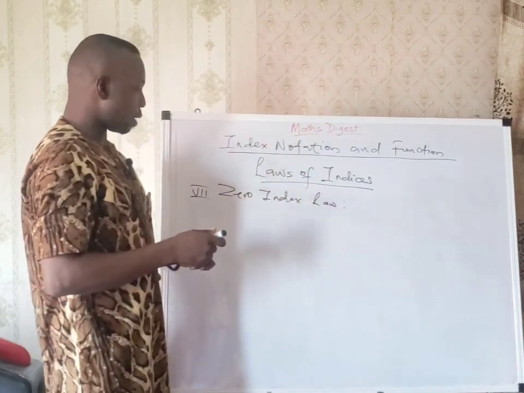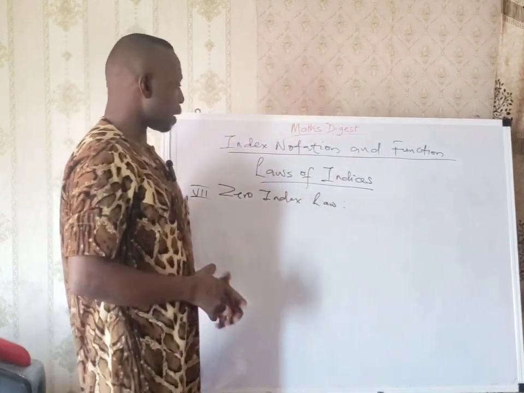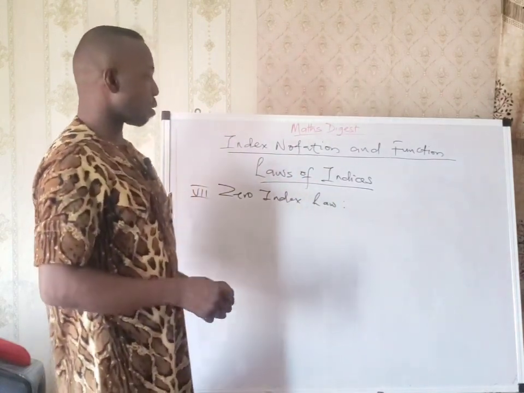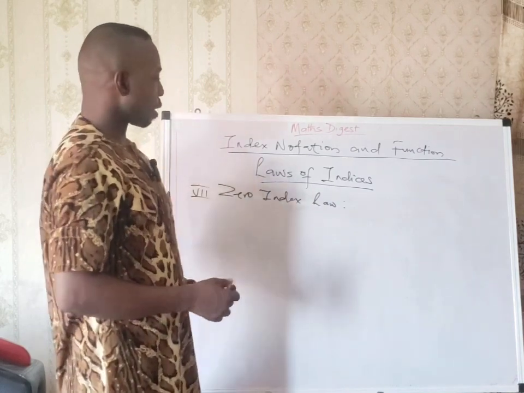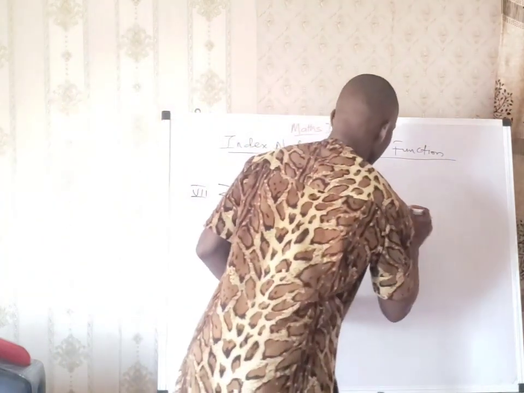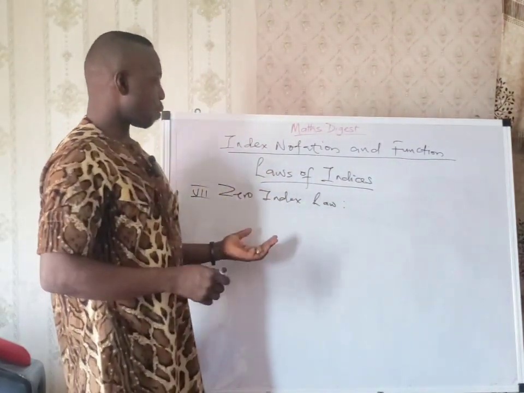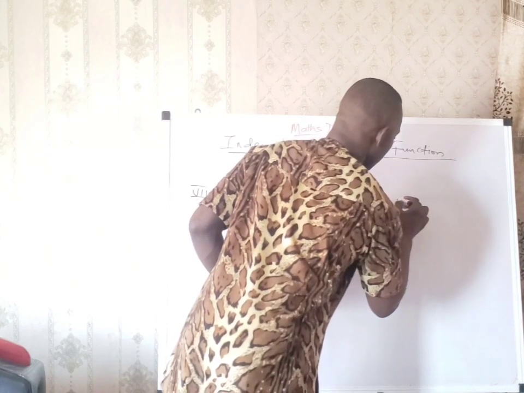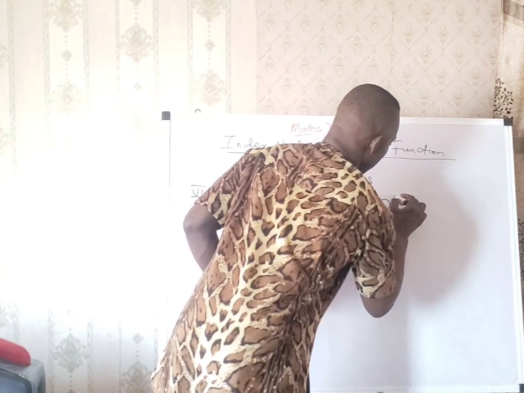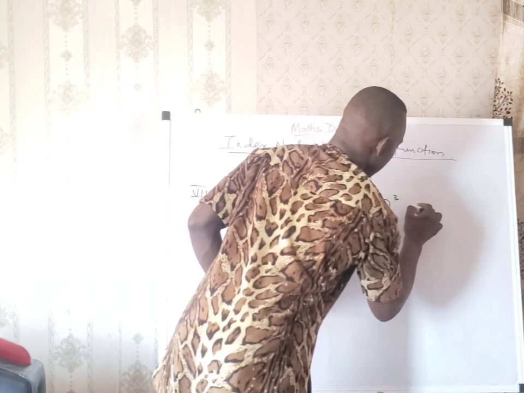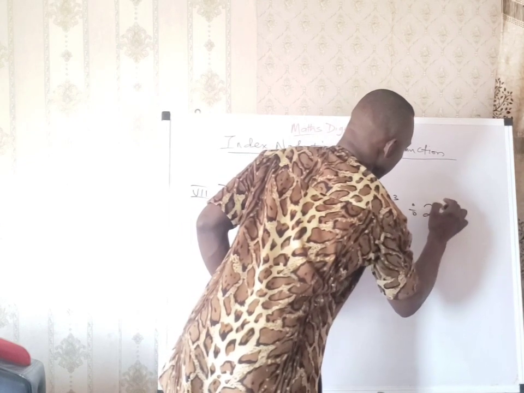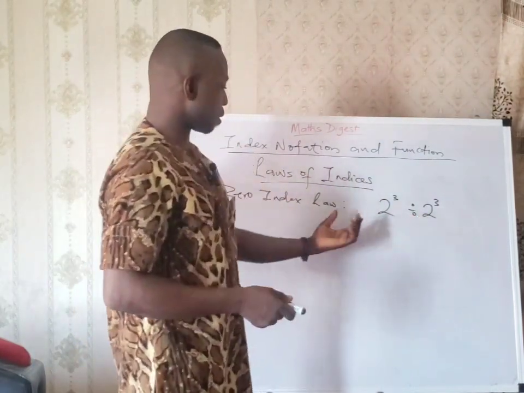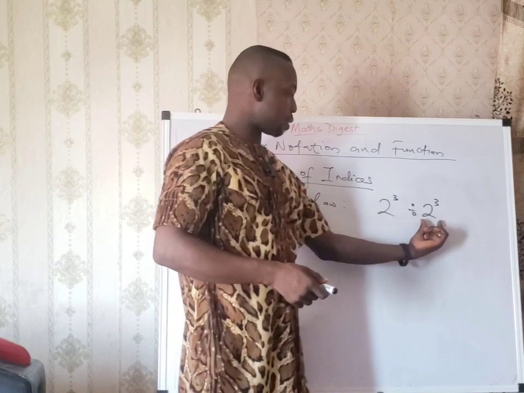Now, when you consider the zero index law, it states that when any number is raised to power 0, that number becomes 1. For instance, if you remember our division law, if you have 2 raised to power 3 divided by 2 raised to power 3 again, they are the same entity, the same value here as here.